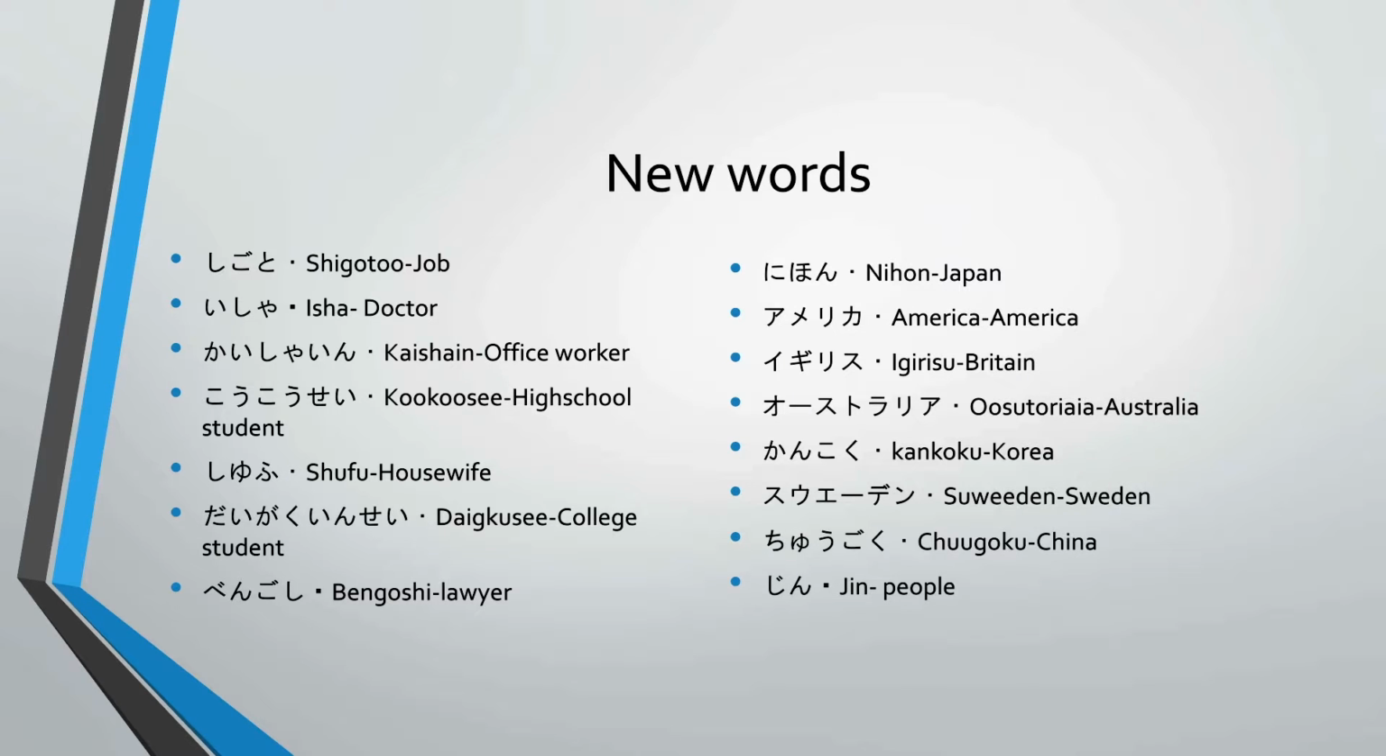While we're on the topic of new words, here are some new ones for you to learn and try out at home. So we're going to do occupations, and we're going to learn some countries as well today. Shigoto is how you say job. Isha is doctor. Kaishain is office worker. Kokosei is high school student. Shufu is housewife. Daigakusei is college student, and Bengoshi is lawyer.